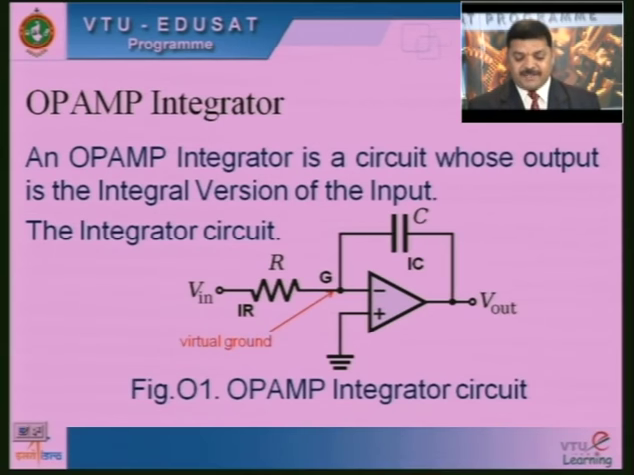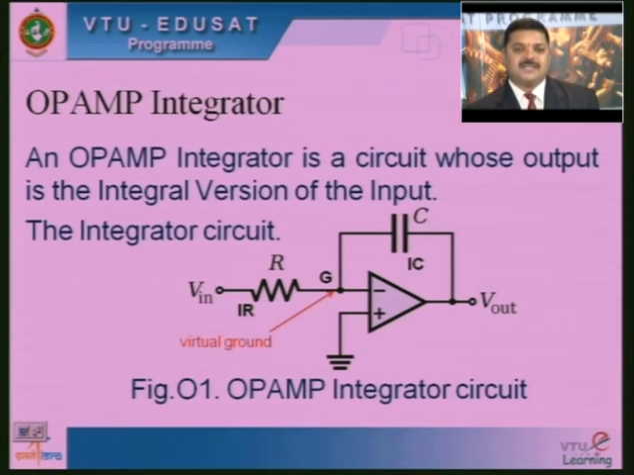So, what is the definition? Let us start with the definition of an op-amp integrator. An op-amp integrator is a circuit whose output is the integral version of the input. The name itself tells you integrator circuit means the output should be the integral version of the input.